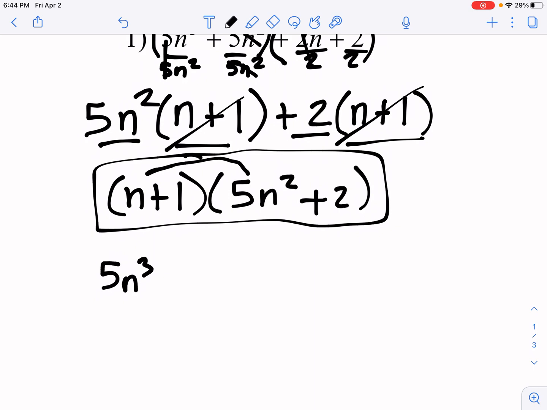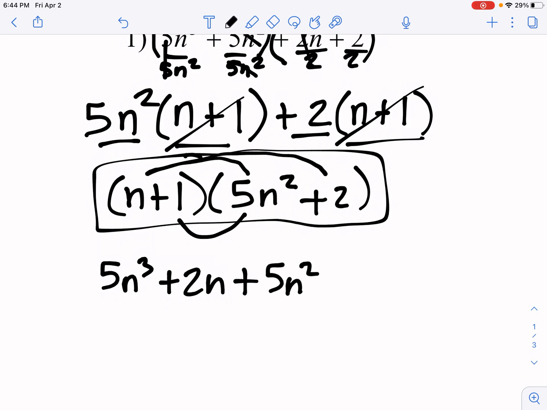If I multiply n to 2, I get 2n. If I multiply 1 to 5n squared, I get 5n squared. Right? 1 times 5 is 5, and we have our n squared. And then the last terms, 1 times 2 gives me 2. Okay? Now, this isn't in standard form.